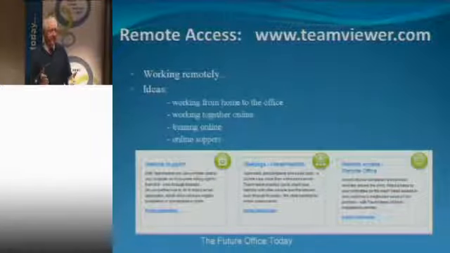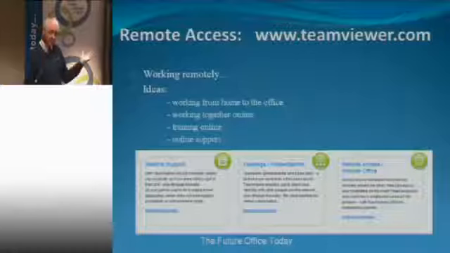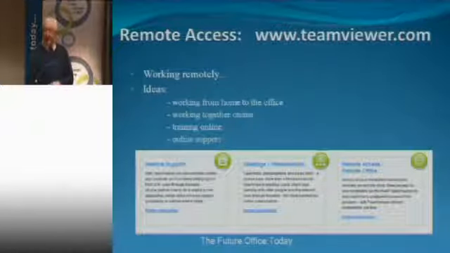So you want to work from home two days a week instead of travelling 40 or 50 miles. How can you get into your office? You could use a VPN, a virtual private network. You could use something like Teamviewer Remote Access. Another thing, working together online.